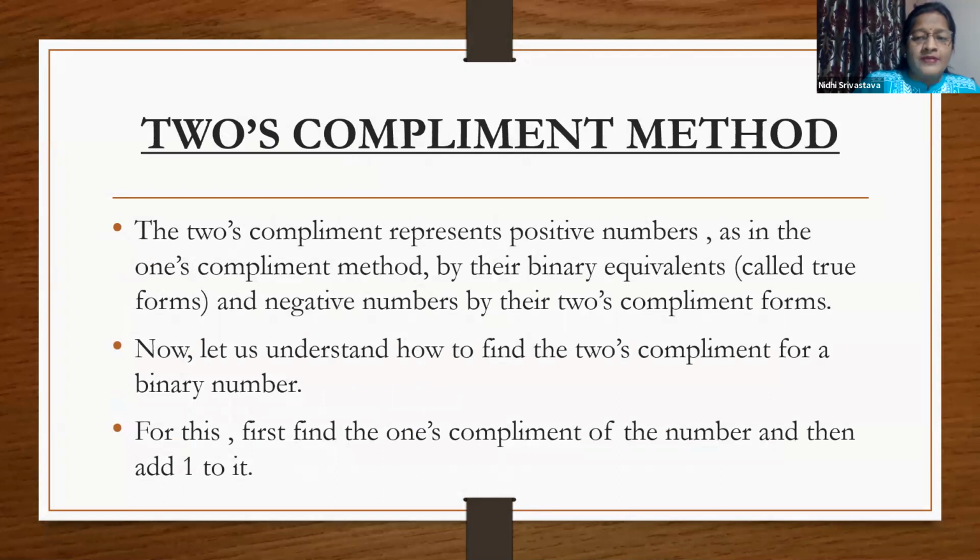Next, 2's complement method. The 2's complement represents positive numbers, as in the 1's complement method, by their binary equivalents called true forms, and negative numbers by their 2's complement forms. Now, let us understand how to find the 2's complement for a binary number. For this, first find the 1's complement of the number and then add 1 to it.